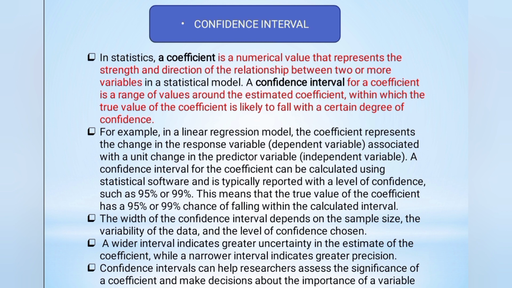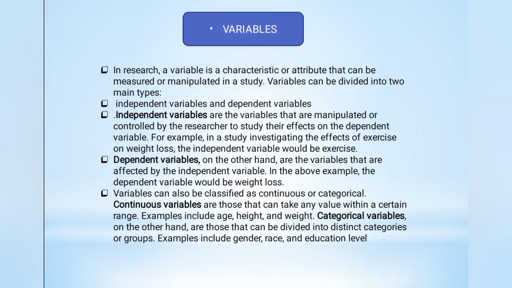A confidence interval for the coefficient can be calculated using statistical software and is typically reported with a level of confidence, such as 95% or 99%. This means that the true value of the coefficient has a 95% or 99% chance of falling within the calculated interval. The width of the confidence interval depends on the sample size, the variability of the data, and the level of confidence chosen. A wider interval indicates greater uncertainty in the estimate of the coefficient, while a narrower interval indicates greater precision. Confidence intervals can help researchers assess the significance of a coefficient and make decisions about the importance of variables.